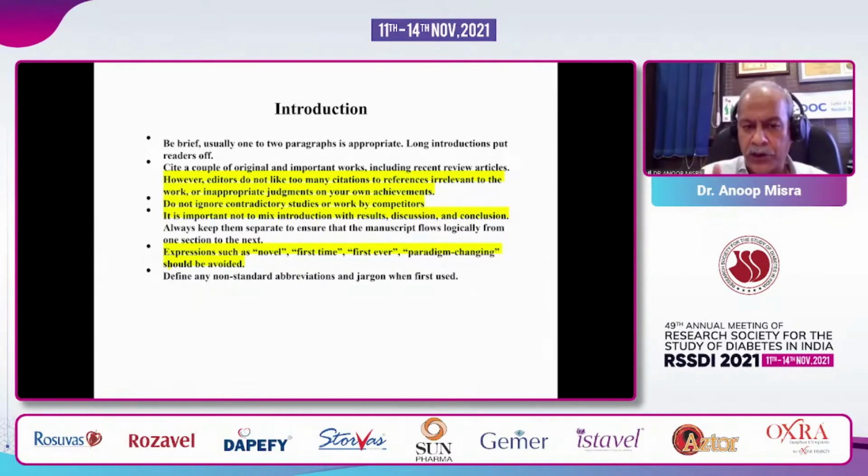It is important not to mix the introduction with results, discussion, and conclusion. Often people write the same thing in the introduction, the same thing in the results, the same thing in the conclusion, the same thing in the discussion. And please avoid "novel study," "first time study," "first ever study," "paradigm changing study." All this should be avoided.